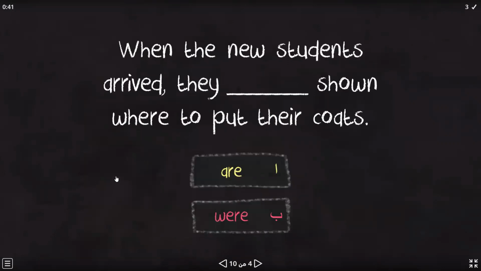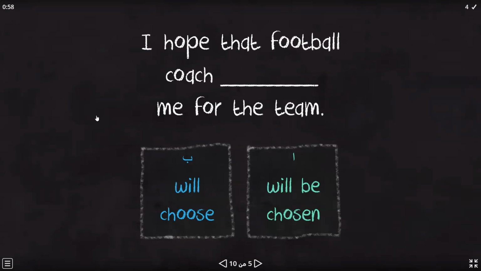When the new students arrived, they shown where to put their coats. They, here, we notice here when conjunction, we use it in the past simple. So we use they were shown. I hope that football coach me for the team. Hope, we use the future. Will choose.